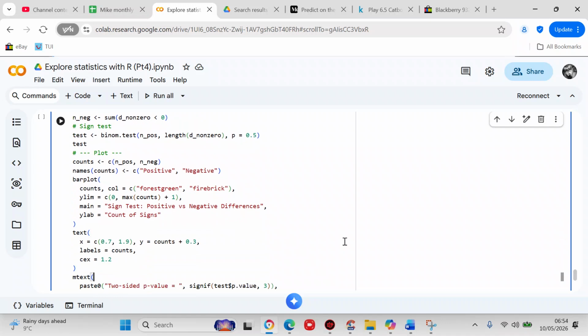So test becomes binom.test, so we're going to use the binomial distribution test with npos, that's your positive numbers, comma, length of d_nonzero. Basically the number of positive differences over the number of non-zero differences, and p, which is your probability, equals 0.5, or 50%. And then we're going to carry out the test.